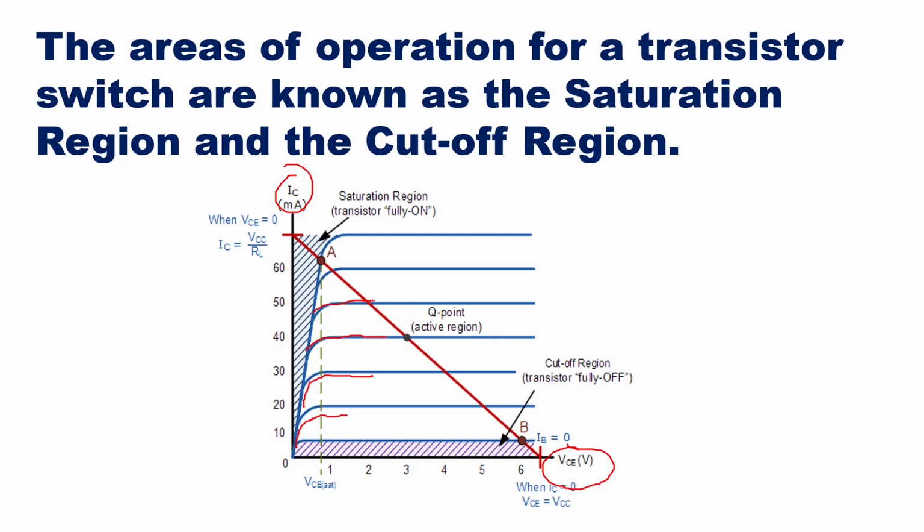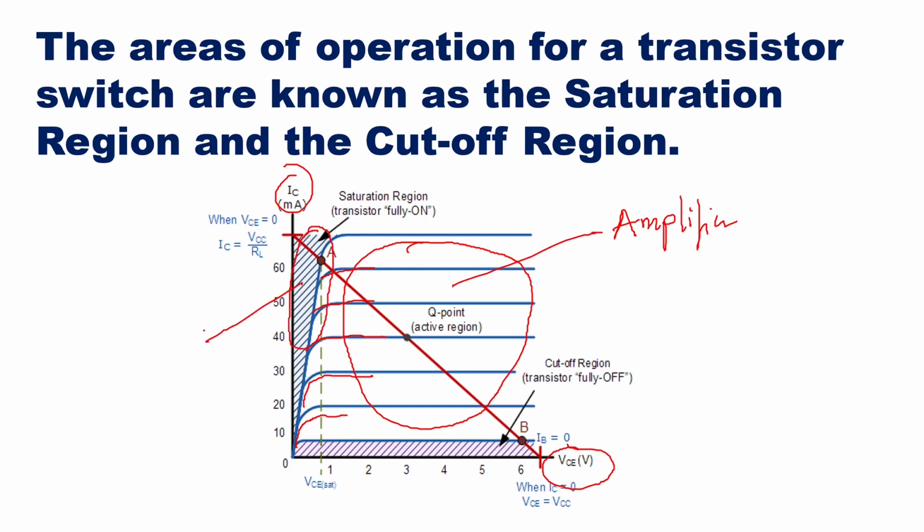Now in these output characteristics, the region here will be the active region, and this is used if you want to use the transistor as an amplifier. But if you want to use the transistor as a switch, then you can use this saturation region. This is the saturation region, where our transistor will be in on position, and we can use this cutoff region where the transistor will be in off position. So you can use a transistor as on and off, and that is called switching.